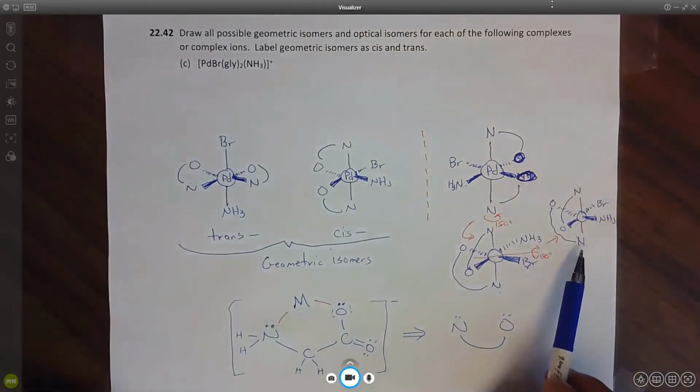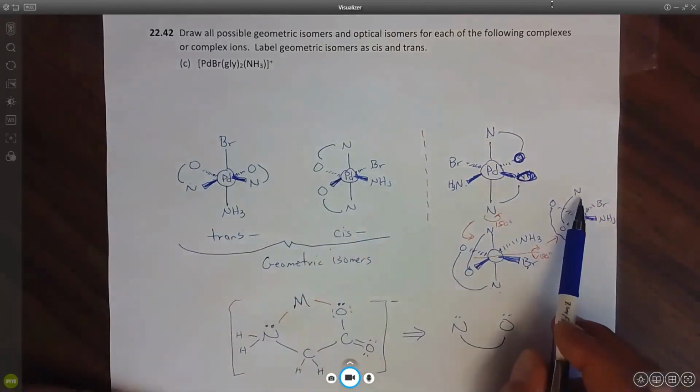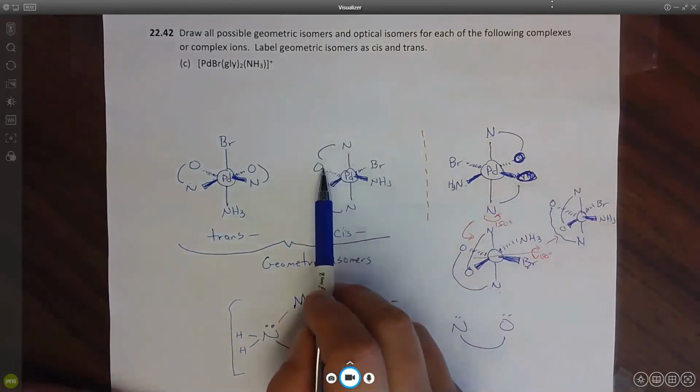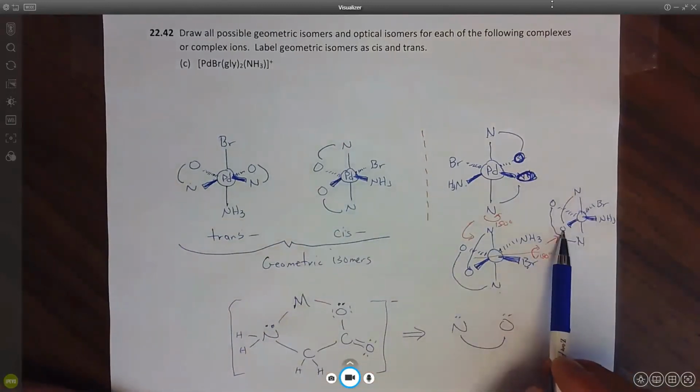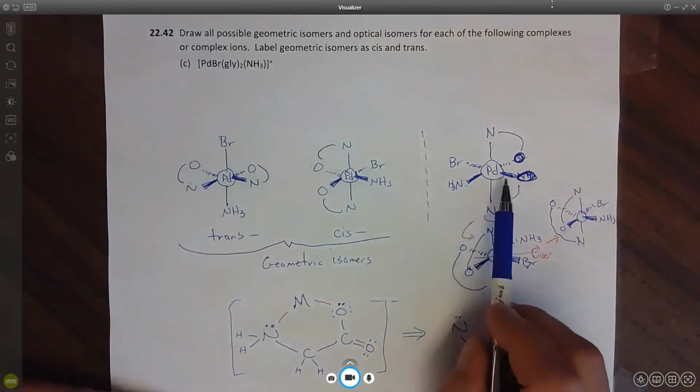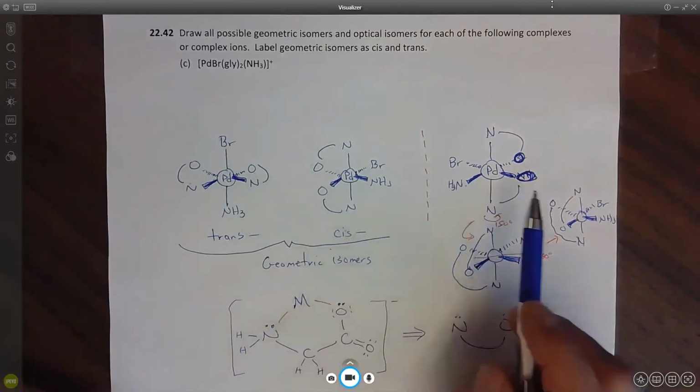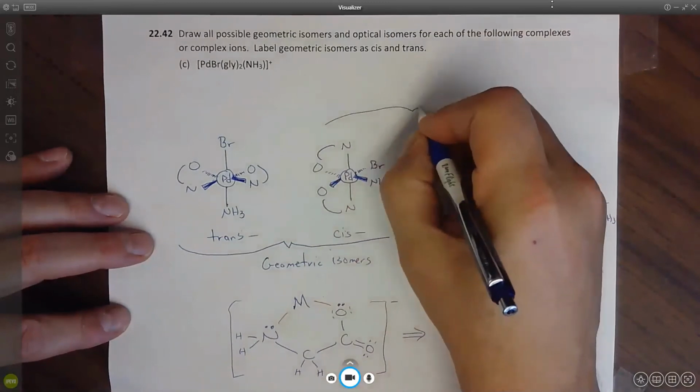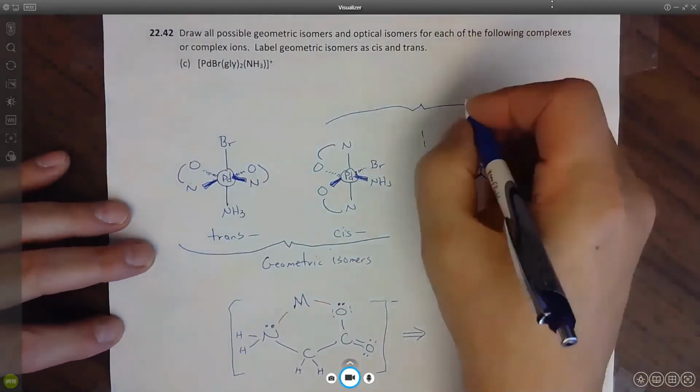So you can see now that this is not the same. This nitrogen is supposed to be connected to here, but it's connected to the one down here. So we can see that these two are not the same, and therefore we would call these our optical isomers.